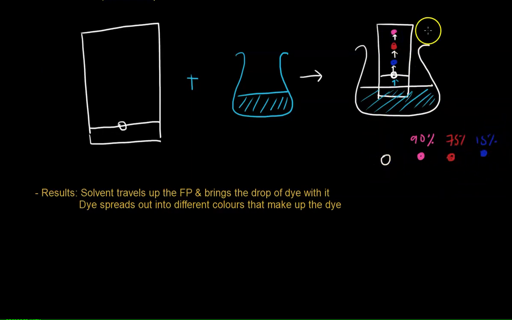These 3 things are not new droplets. They made up this black or white droplet here, which breaks up into these 3. Based on how soluble they are in water, the solvent, they will travel to different distances. That is what we mean here: solvent travels up the filter paper and brings the drop of dye with it. This is the white drop of dye that we talked about, and it spreads out into different colors, which in this case are blue, red and pink, that make up the dye, which is the white one.